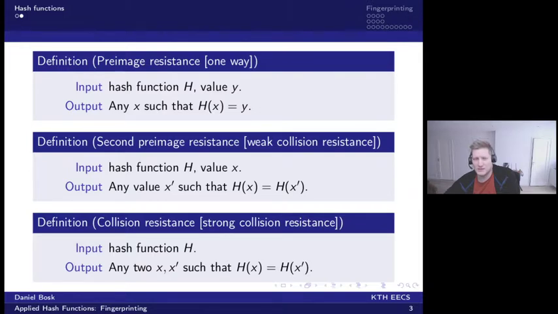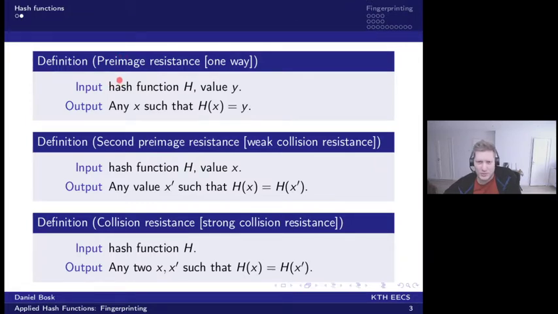So let's get started with what a hash function is. A hash function usually has three desirable properties that we like. Pre-image resistance, which is sometimes called one-wayness, second pre-image resistance, which is sometimes called weak collision resistance, and finally collision resistance, sometimes known as strong collision resistance, depending on which part of the literature you're reading. Various authors use different names for these properties.